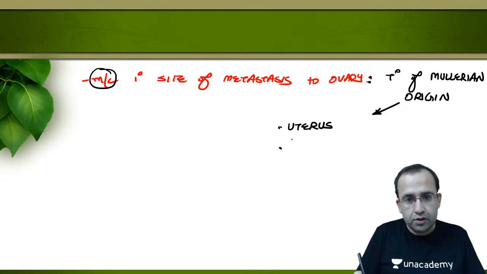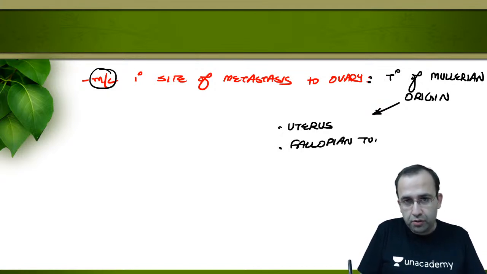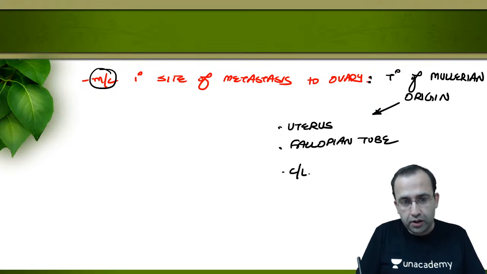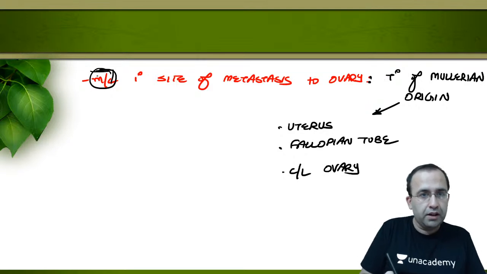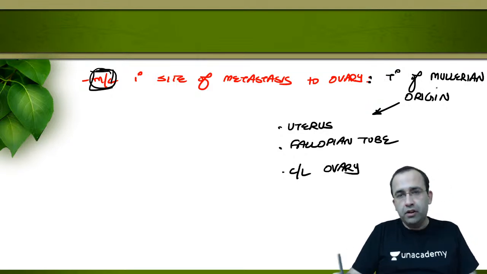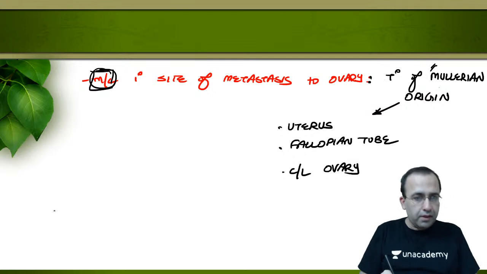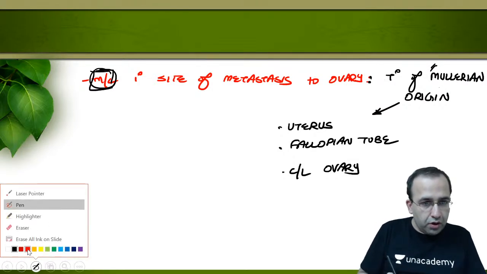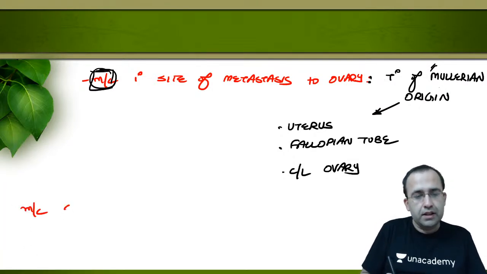Next, uterus, fallopian tube, or contralateral ovary. This is the most common primary site of metastasis to the ovary. Tumors of Mullerian origin. Next question. Most common extramullerian site.